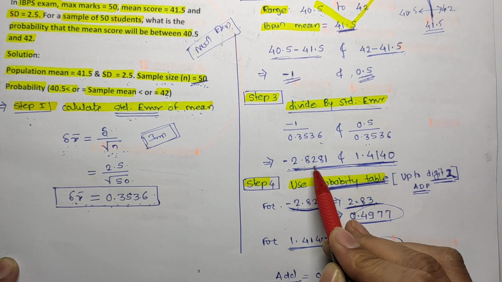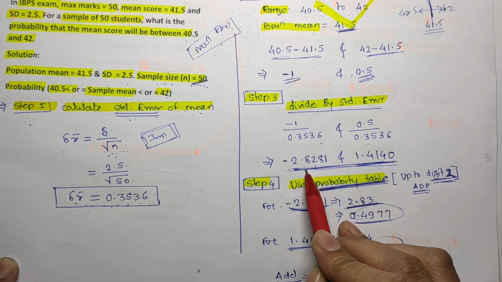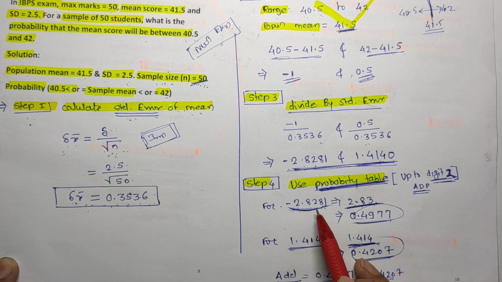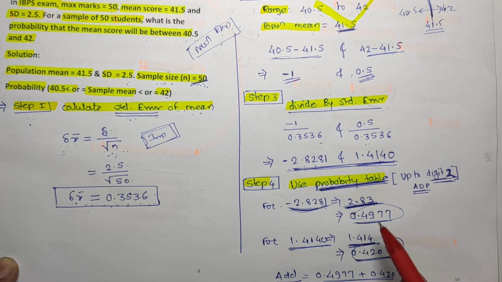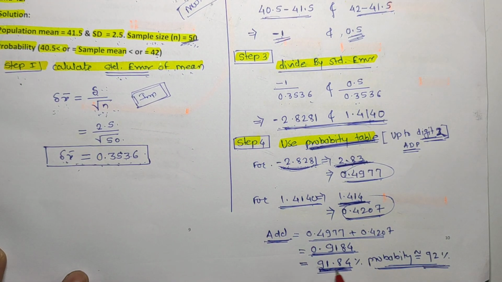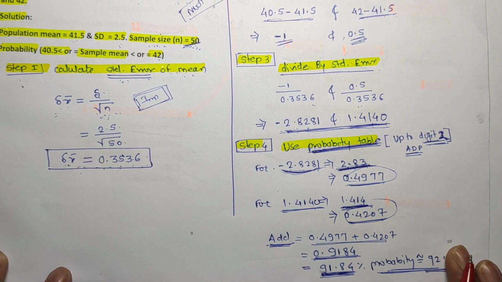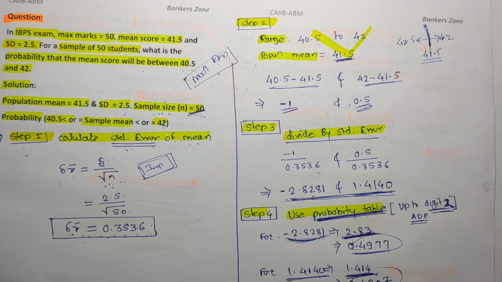Round off up to 2 digits after the decimal point, and get the value from the probability table using those 2 digits. When you get the values from the probability table, just add them and calculate the percentage form. Okay, in this fashion you can easily solve this type of numerical.